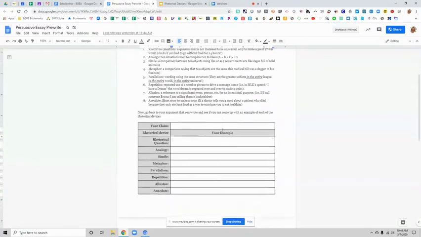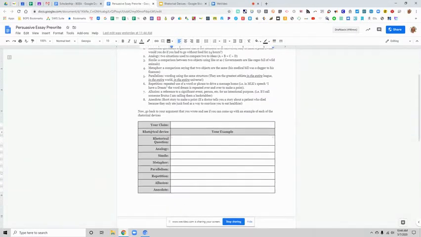So I've gotten a lot of questions about the rhetorical devices, and are you just making up random ones? No. What I want you to do is think about what your argument was last week. And I want you to use the same claim from last week. So if your claim last week is that people should not text and drive because it's really dangerous, then I want you to use that same claim.